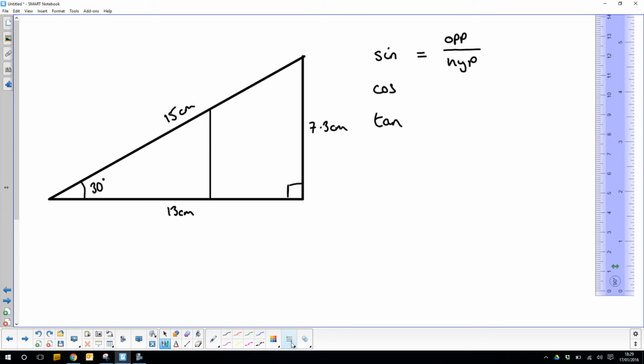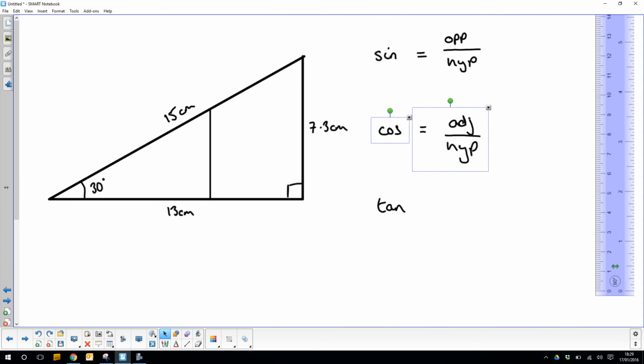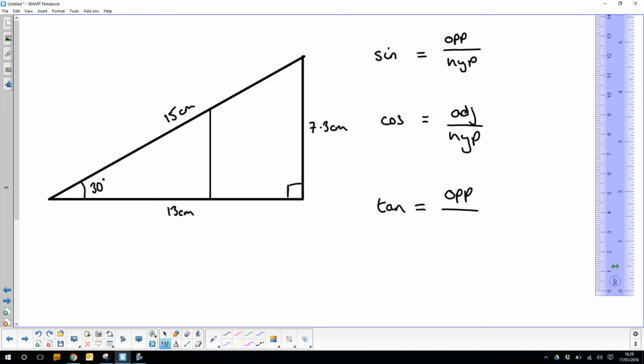We'll talk again about all of that shortly, but for now I'm just going to continue by talking about what cos is. Well, cos is adjacent and hypotenuse. I haven't really given myself enough room here, so I'm going to move some of this down. Cos is adjacent divided by hypotenuse. And finally, tan, well, we've got opposite and hypotenuse, adjacent and hypotenuse. Tan is opposite over adjacent.